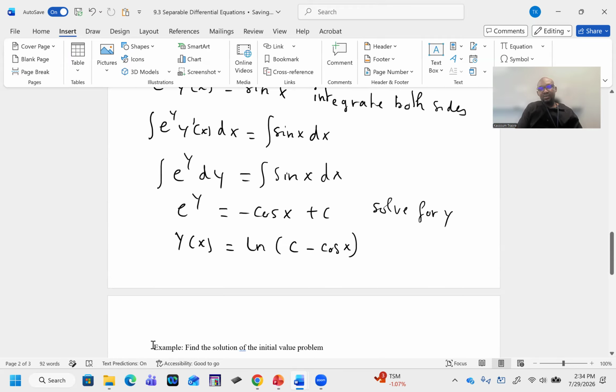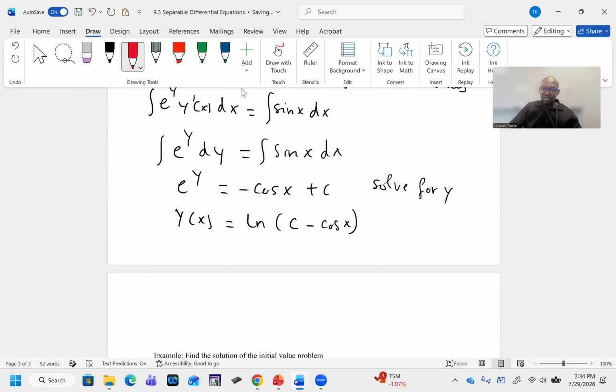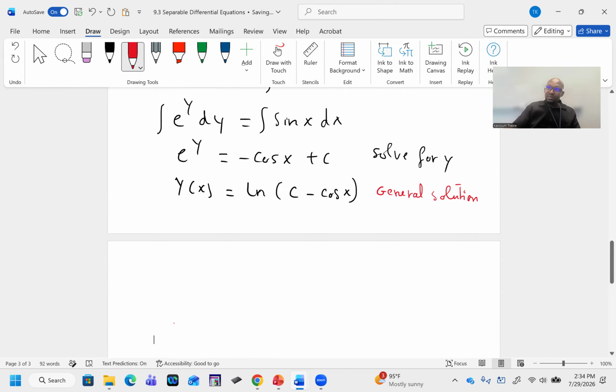So now, again, this is what? This is the general solution to the problem. Now we have to use the three initial conditions. The first condition is what? So the initial condition.